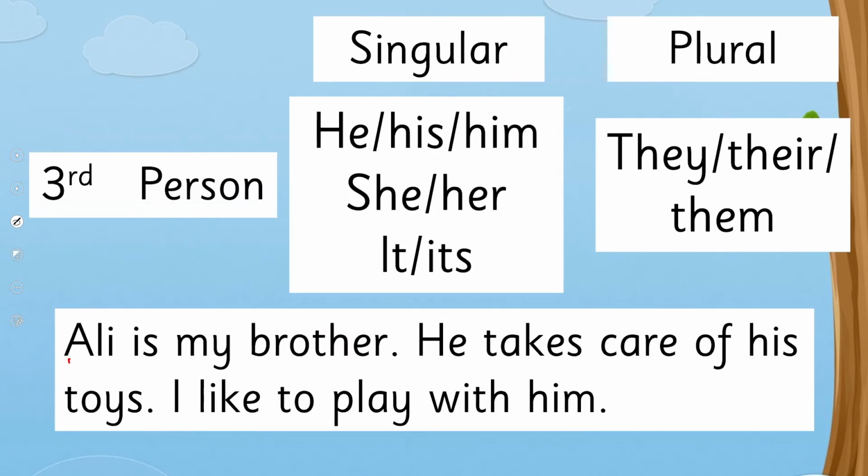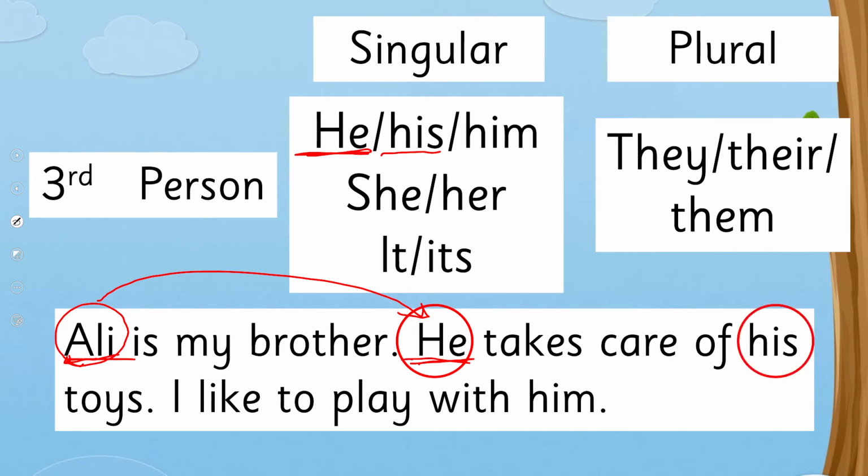Ali is my brother. Now you see, Ali is a noun. He takes care of his toys. Now instead of writing Ali again, I have used a pronoun, and that is he. So as I told you, third person singular, Ali, and to replace it I have used third person singular male, he. You are getting it? He takes care of his toys. Because he is male, so his should also be according to it.